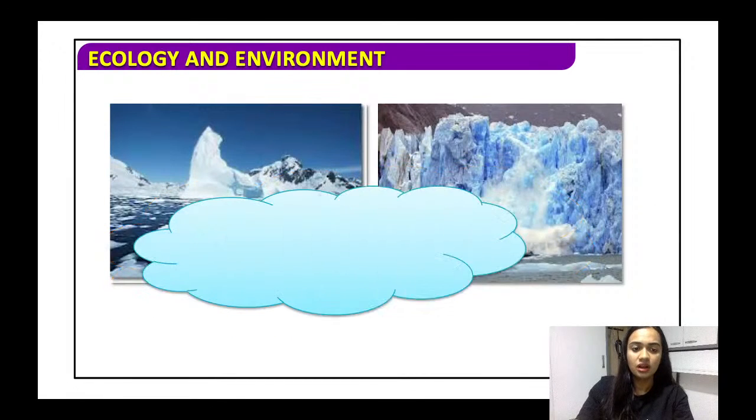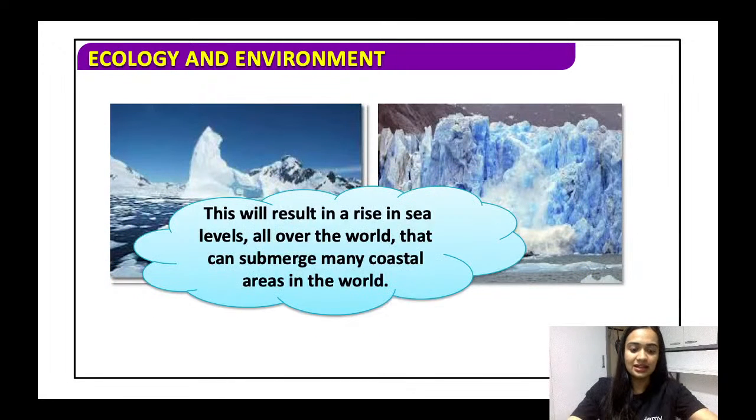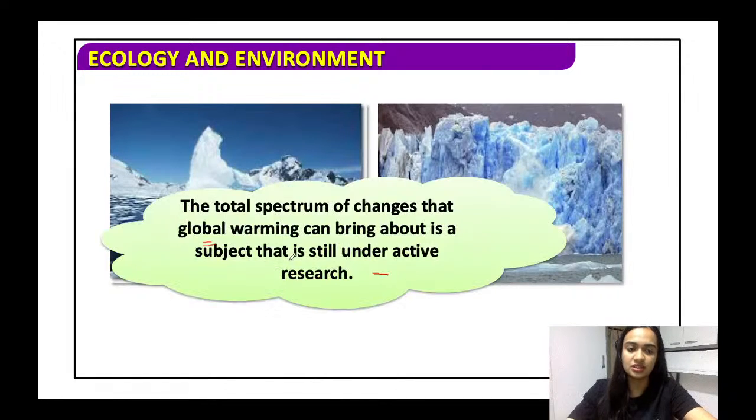So another thing is that this will in turn result in changes in the sea levels. ठीक है, अब तो ये जो आइस मेल्ट हो रहा है वो क्या करेगा? सी लेवल्स इंक्रीज करेगा. तो then you will again be very much prone to floods, cyclones, and the coastal areas में get submerged, and their human activity or all the life forms will be affected. So the total spectrum of changes that global warming can bring about is a subject that is still under active research.